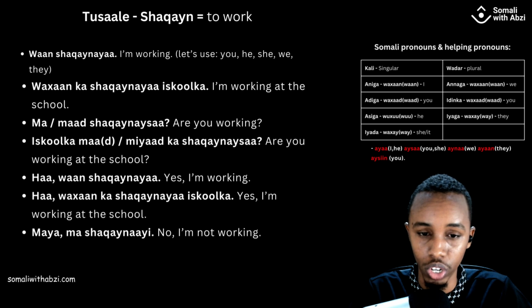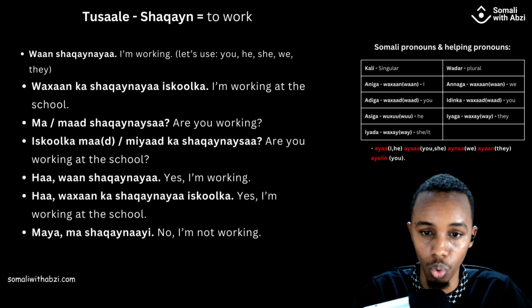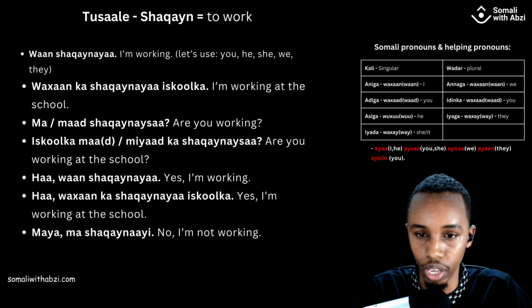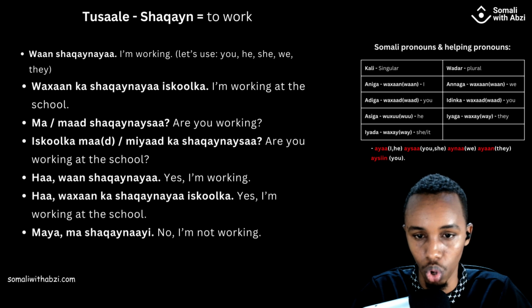So the next example we have is waxaan ka shaqaynayaa iskoolka. I'm working at the school. So waxaan ka shaqaynayaa iskoolka. So I can also make you, we, they, he, she, and all of the Somali helping pronouns. So let me try with he. Instead of waxaan, it will be wuxuu, if you remember. So wuxuu ka shaqaynayaa iskoolka.